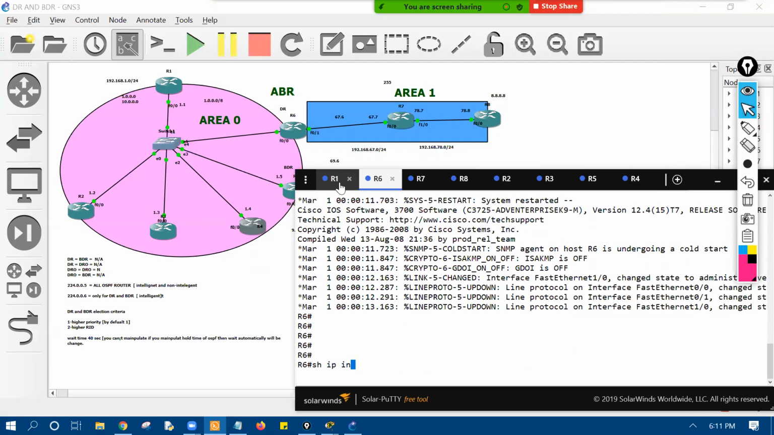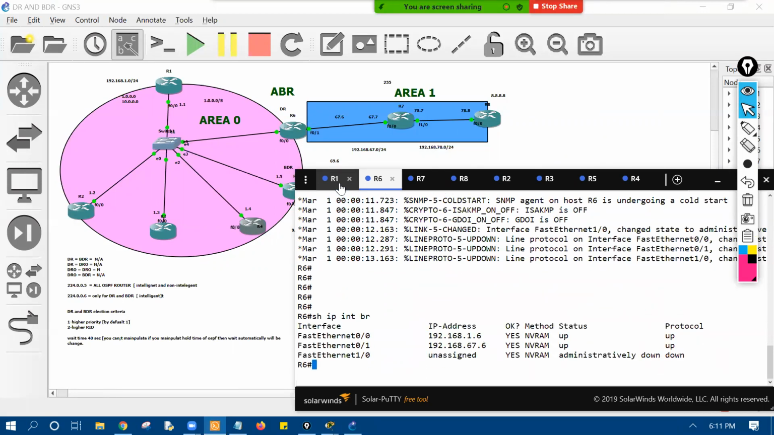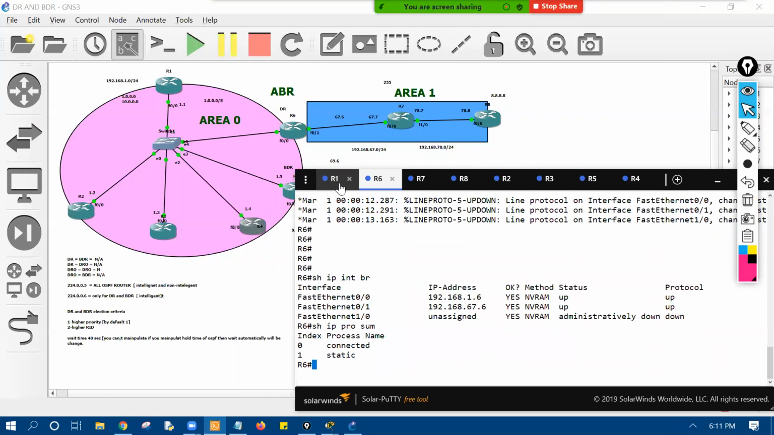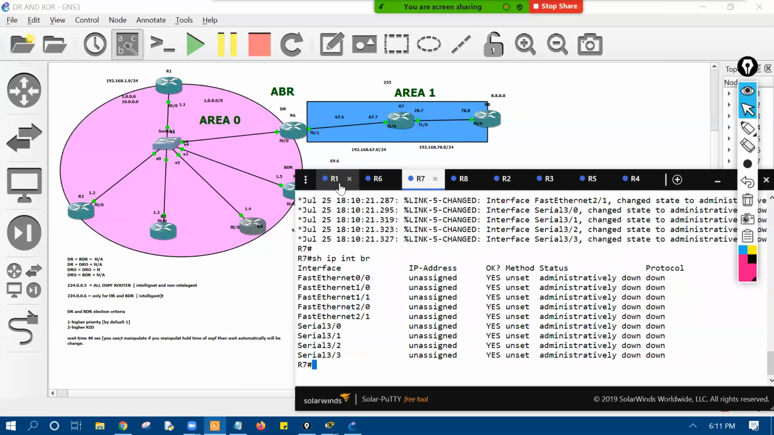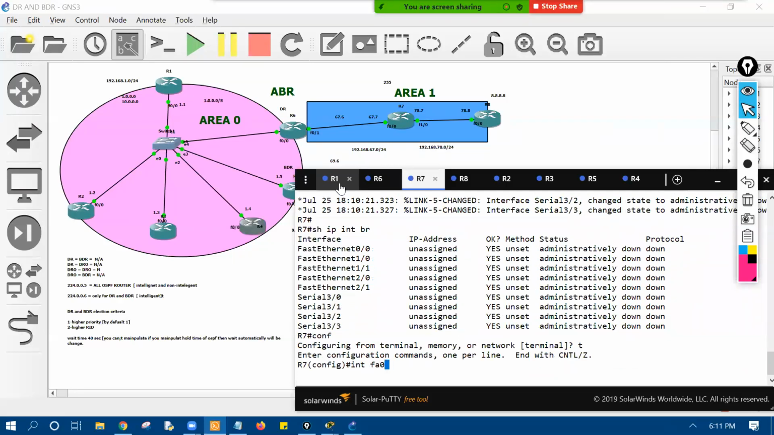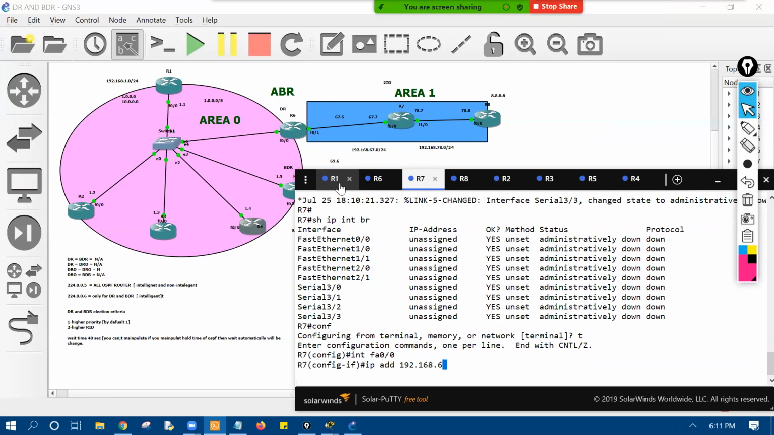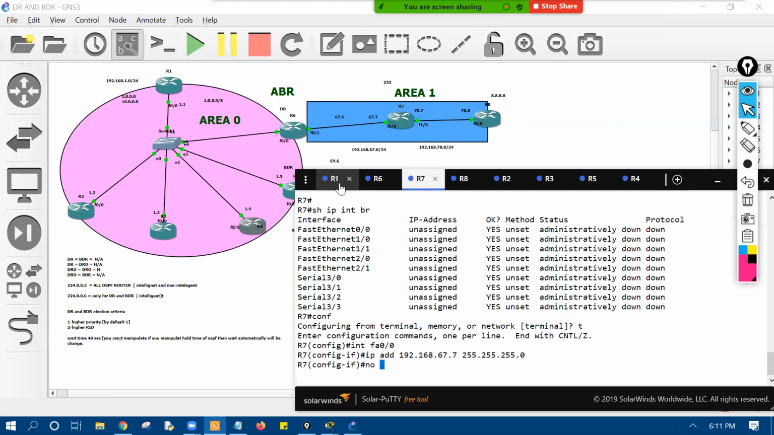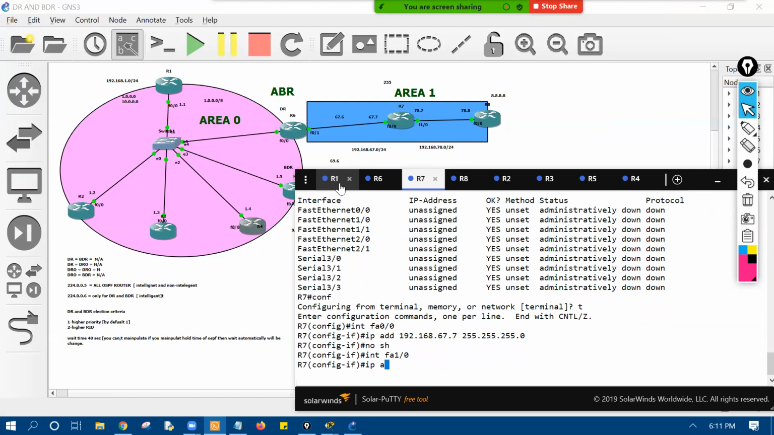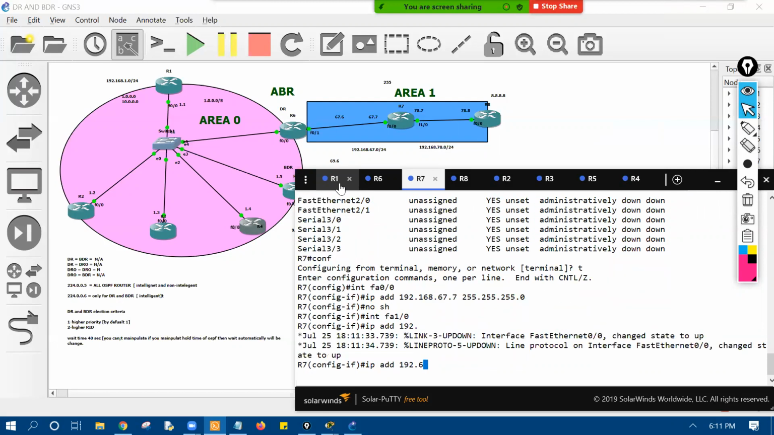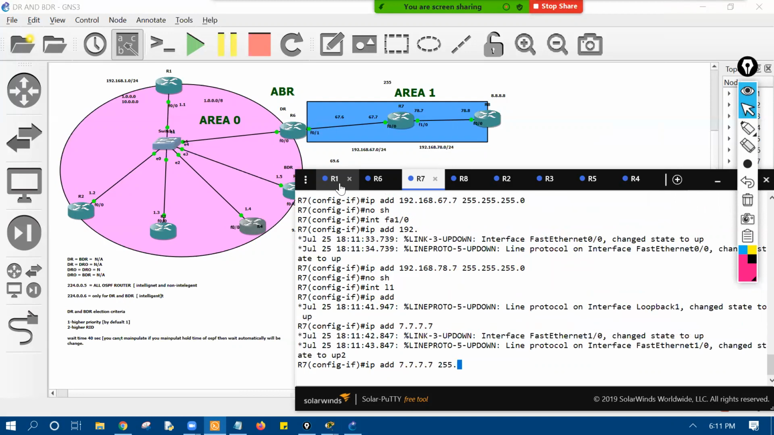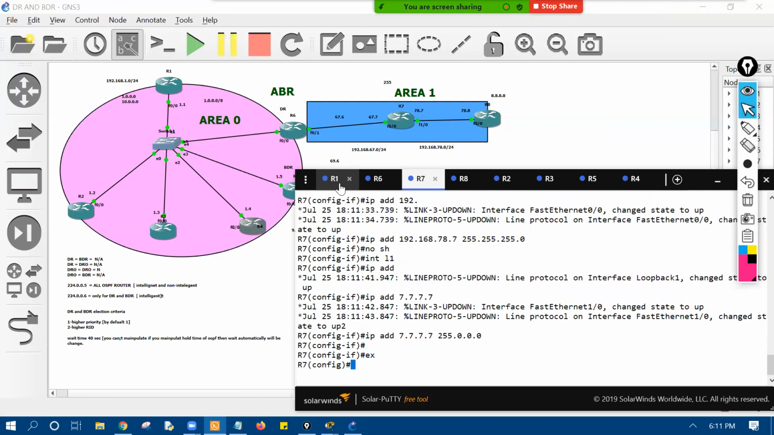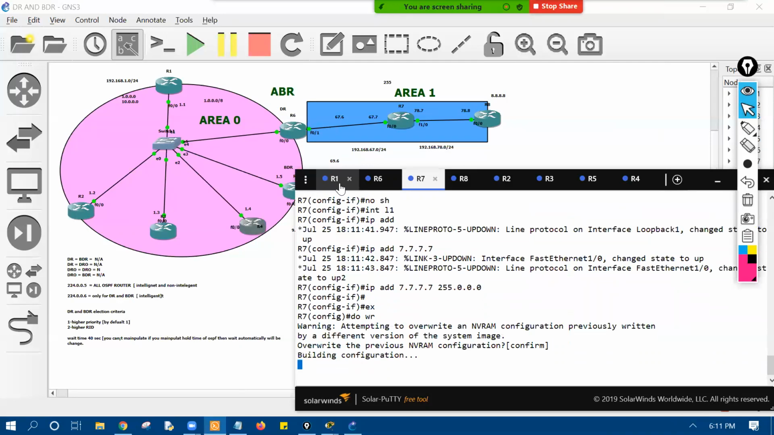R6. Show IP protocol. Good. R7. On R7 we have interface 0/0, IP address will be 67.7. And R7 has one another network. Let me create the loopback so that automatically R7 will have router ID 7.7.7.7. Right. Save this configuration.